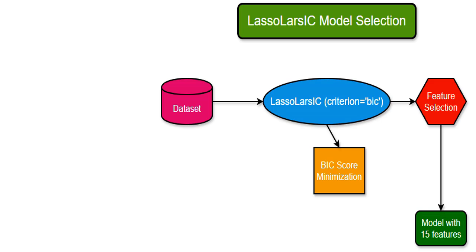LassoLarsIC is a clever technique that does two things. First, it uses the least absolute shrinkage and selection operator, lasso, method which basically shrinks some of those coefficients to zero, making the model more simple and focusing on the most important variables. Second, I've asked it to select the best model based on a metric called the Bayesian Information Criterion, BIC, which helps in choosing the simplest, yet accurate, model.